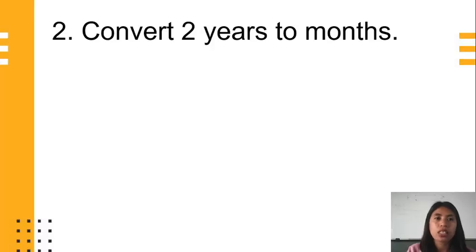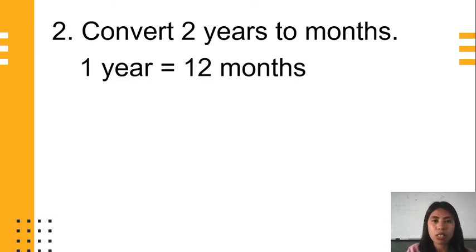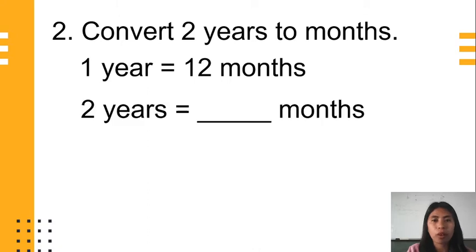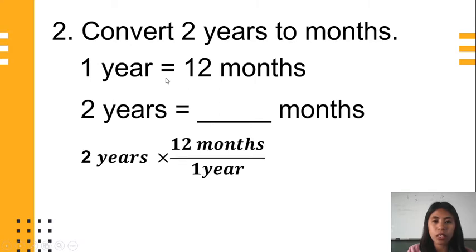Let's try another example. Example number 2. Convert 2 years to months. Since 1 year is equal to 12 months, copy 2 years times; since that is years, we need to place 1 year at the denominator and 12 months at the numerator. So it cancels out. 2 times 12, we have 24. Then copy the unit, which is months. So 2 years is equal to 24 months.